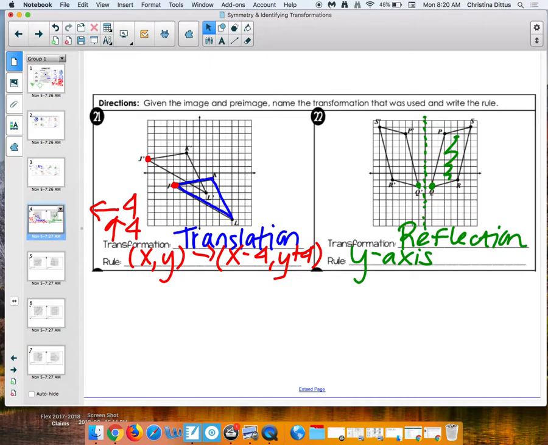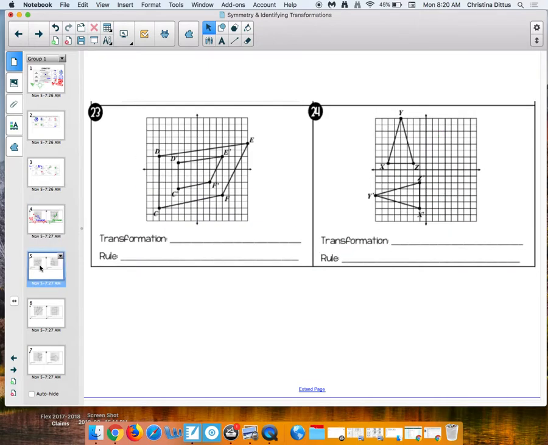Questions on either of those two? Okay, we're going to skip 23 for right now. 24, which one did we start with, the one top left or bottom left? Top left, we started with this one. Let's take Z for example. Starting Z is up here, ending Z is down here. Did I translate it? No. Did I reflect it? No. I rotated it.